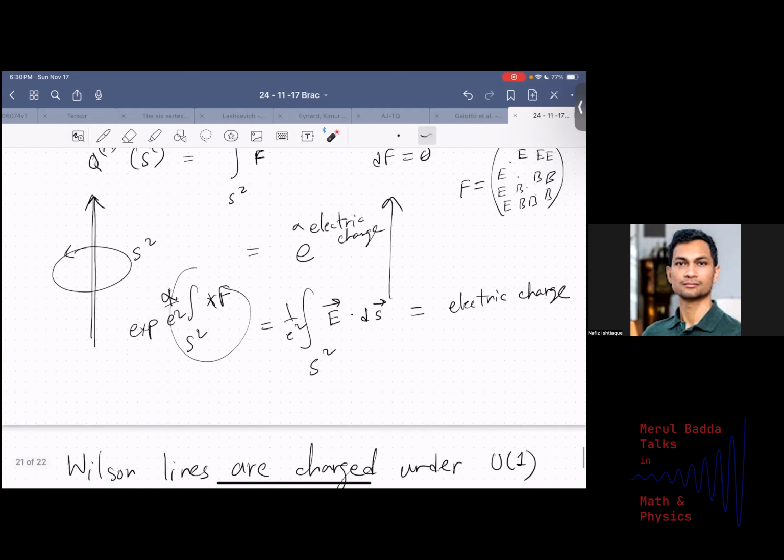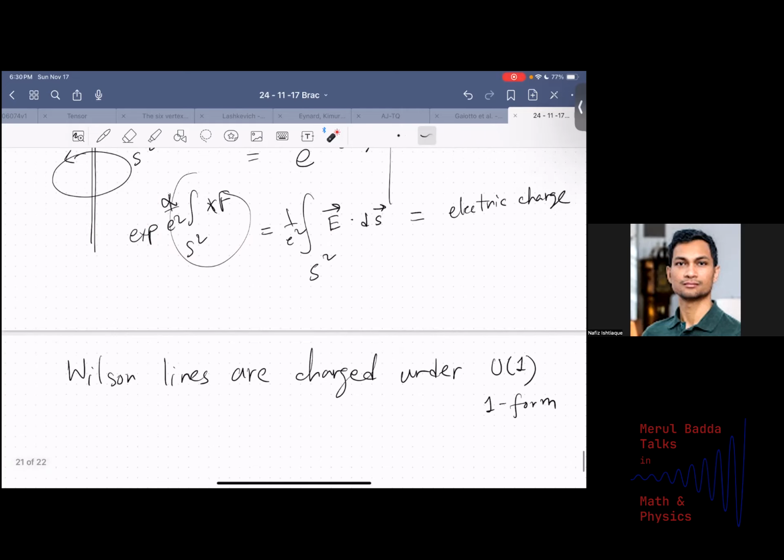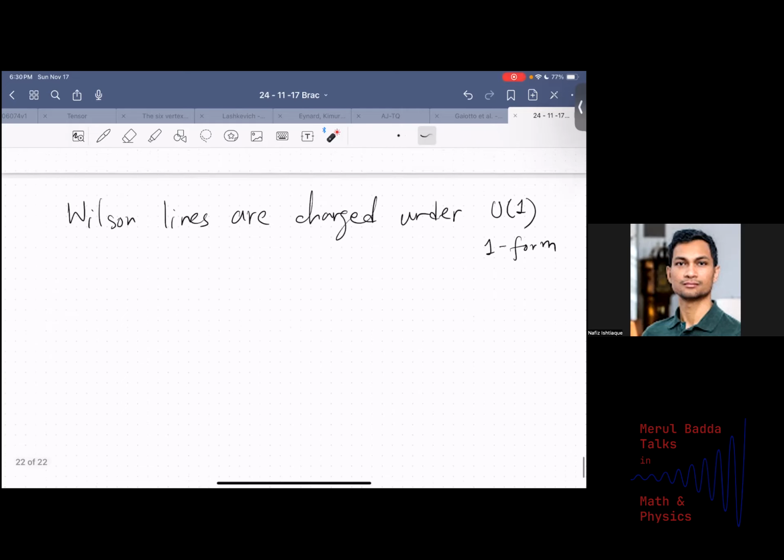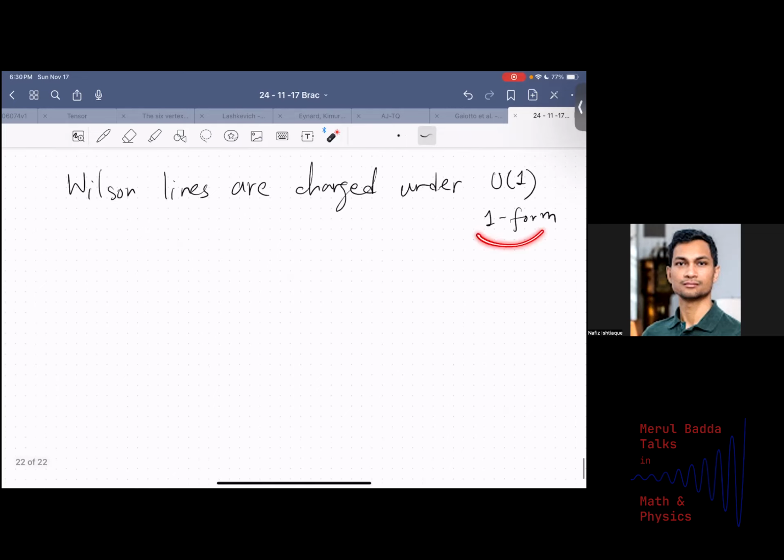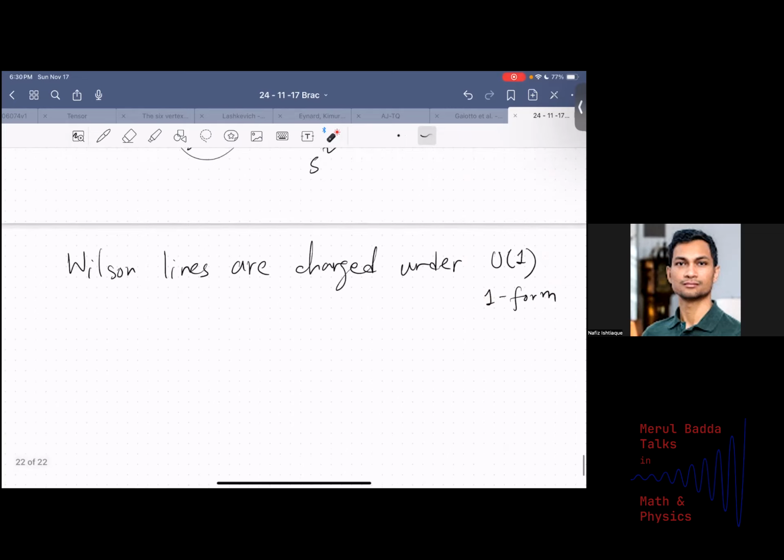Now, if instead of a Wilson line, you have a 't Hooft line which carries magnetic charge, right? So it's a static magnetic monopole instead of a static electric charge. Then this will be zero, because the magnetic monopole does not create any non-zero electric field. So the 't Hooft lines are not charged under this U1 one-form symmetry.